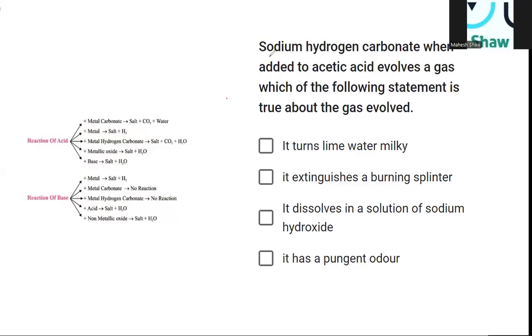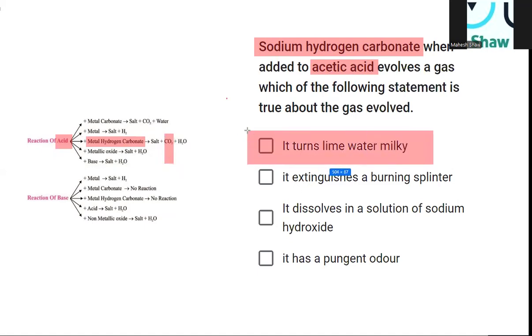Continuing with the next question. It says sodium hydrogen carbonate, when added to acetic acid, evolves a gas. So sodium hydrogen carbonate is sodium bicarbonate, which is a metal bicarbonate. And acetic acid is clearly an acid. So what we know is that an acid, when it reacts with a metal bicarbonate or metal carbonate, gives a gas, that is carbon dioxide. Yeah, number one, it turns lime water milky, right?